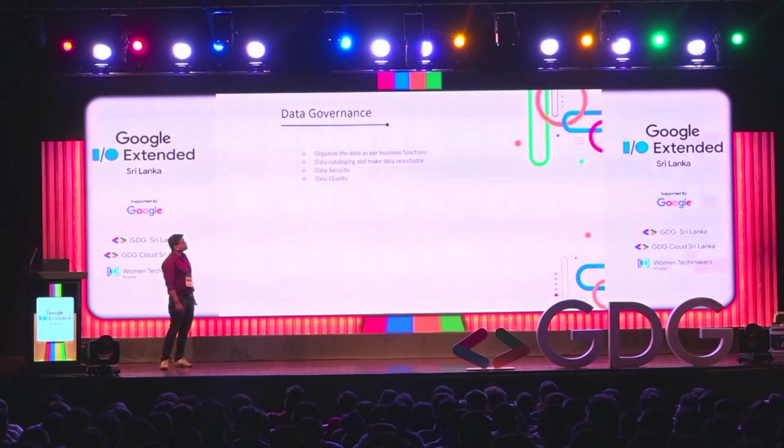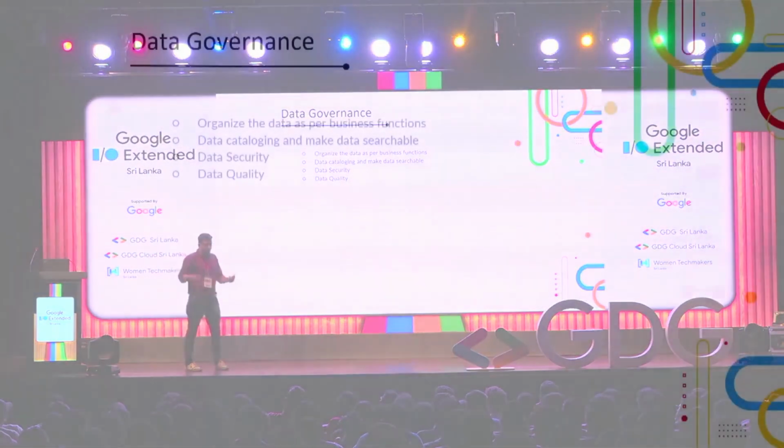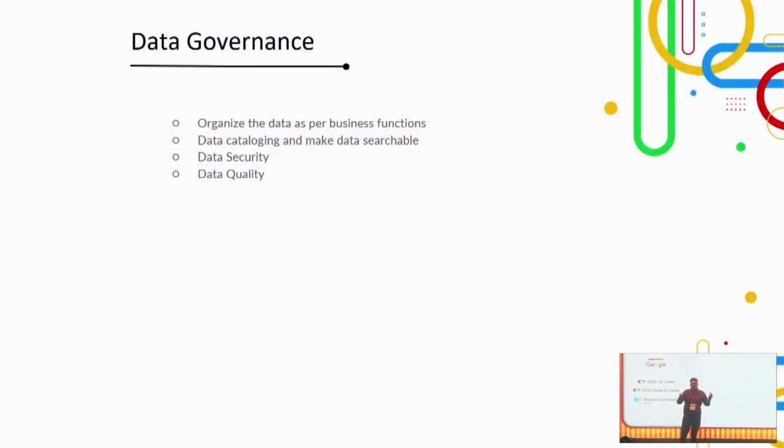And the third is data governance, as I mentioned. By and large, it consists of how you organize data from multiple sources. Let's say you have multiple departments in your organization, billing, accounts, customer, whatnot, and you have data from all these sources. How do you organize all of that? That's one part of data governance.